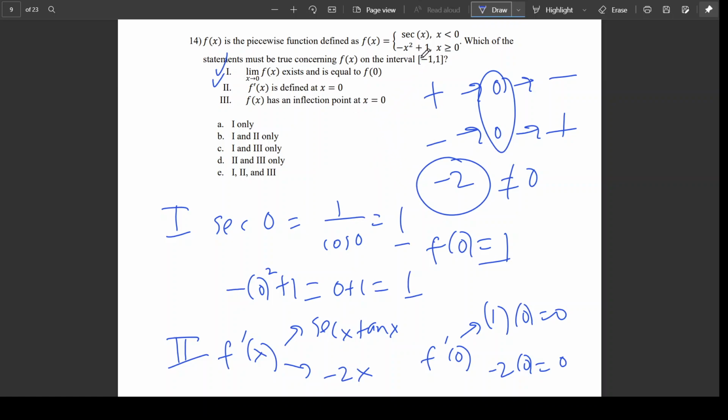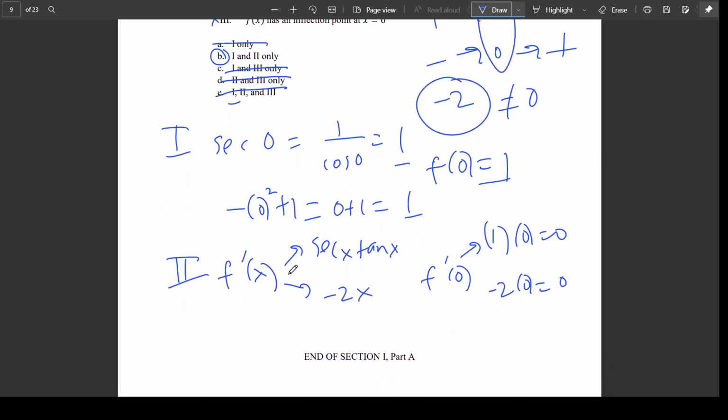I encourage you to graph this. It's really interesting how close it looks to a function where there is an inflection point at x equals 0. But don't believe in the graph, believe in the math, and the math tells us that the second derivative is negative 2 when you're coming in from the right side, which is not equal to 0, so therefore there is no inflection point at x equals 0. So we can cross that off, because this is wrong. So we have 1 and 2 is right, 3 is wrong. That gives us B as our final answer there.